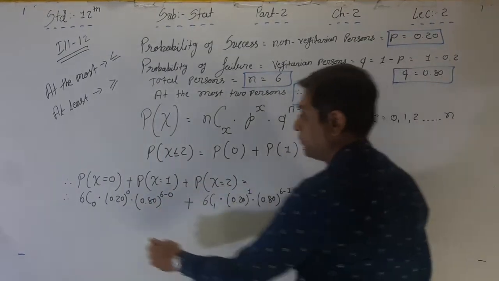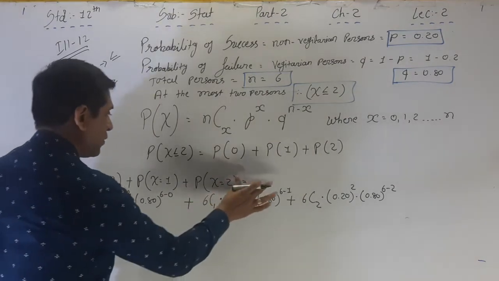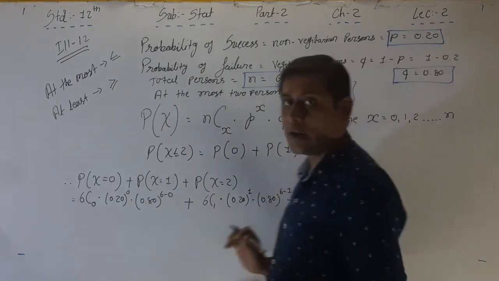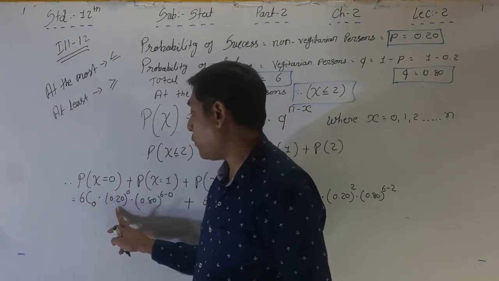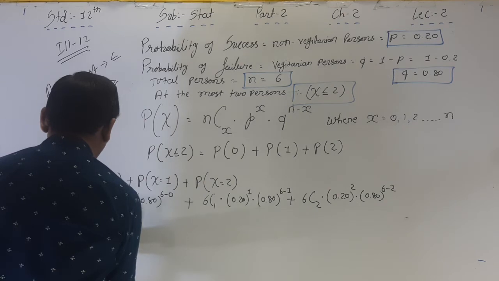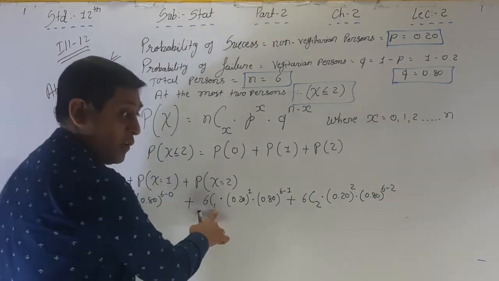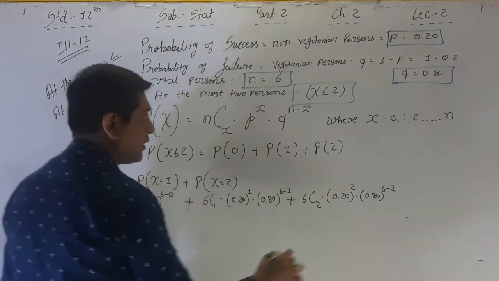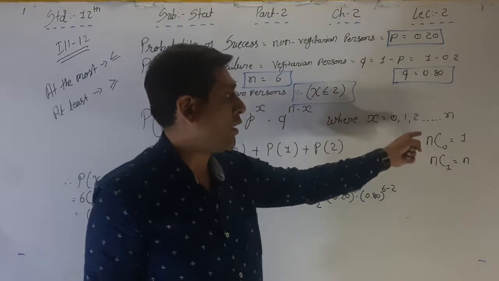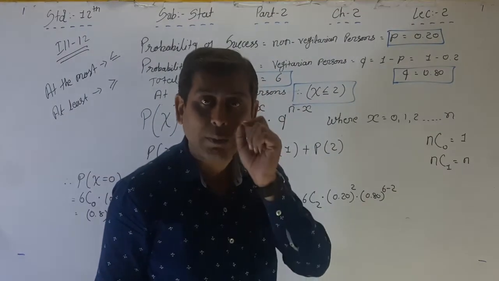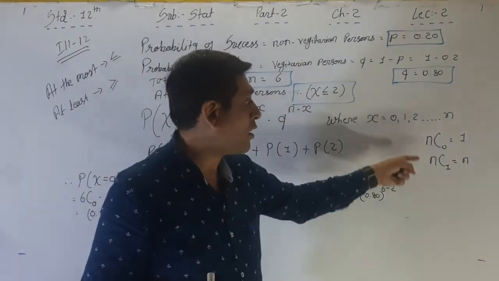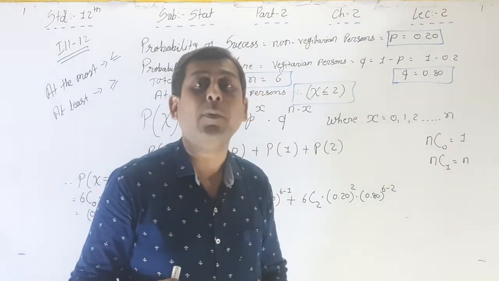This plus this plus this. Okay, so this is the P of 0 plus P of 1 plus P of 2. Now again 6C0, that is NC0, 1, 0.20 raised to 0, again 1, 0.8 raised to 6. Plus 6C1, 6 into, see, NC0 is equal to 1, but NC1 is equal to N. This is the shortcut I told you in the probability chapter. I hope you all remember that.